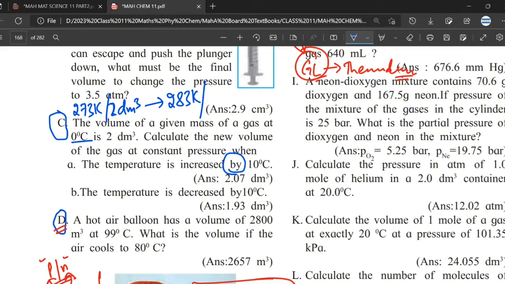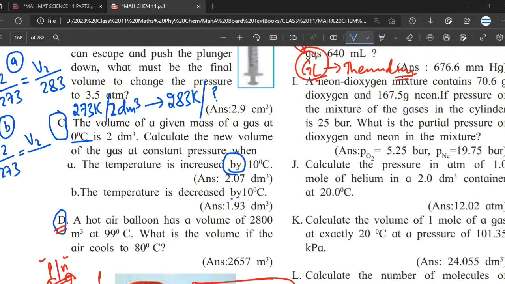And they are asking us the new volume. So V1 upon T1 is equal to V2 upon T2. Are we clear? So this would be the A part. And in B part, V1 upon T1 would be V2 upon T2. Here it is decreased by 10 degrees Celsius, so this would be minus 10 degrees Celsius, and hence it would be 263 Kelvin. Are we clear, Avantika?